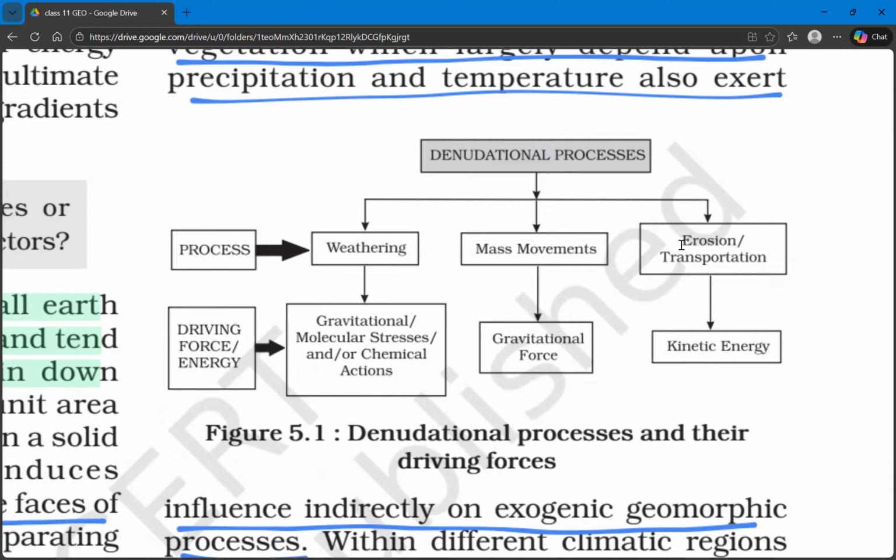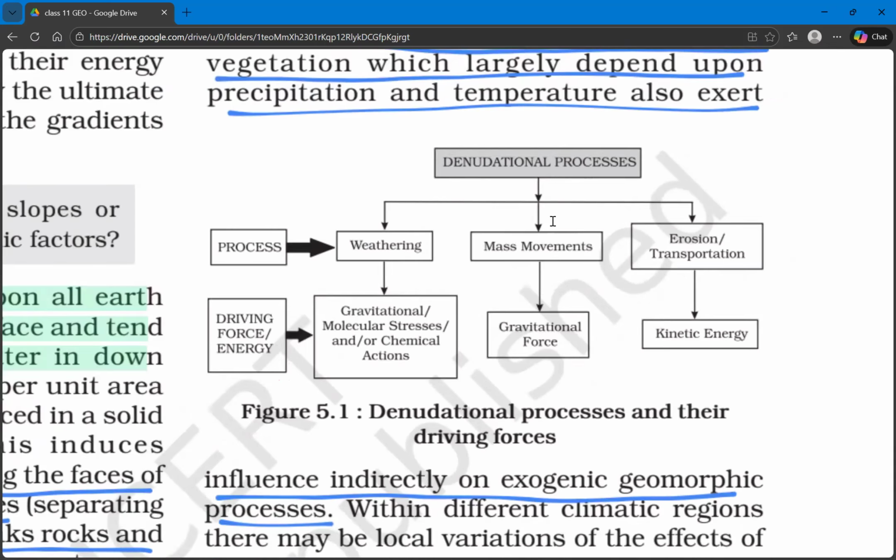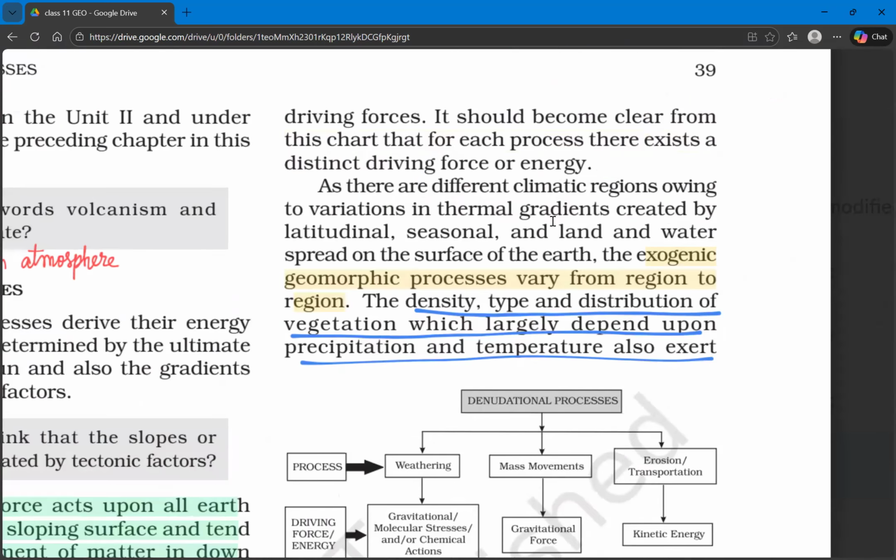And then we have erosion or transportation. So what is the important factor for erosion or transportation? It is kinetic energy. For erosion and transportation, the movement of particles is needed from one place to another place. So only when we have kinetic energy, that movement is possible. So for erosion and transportation, kinetic energy is the main driving force. So these are all the processes and their driving factors.